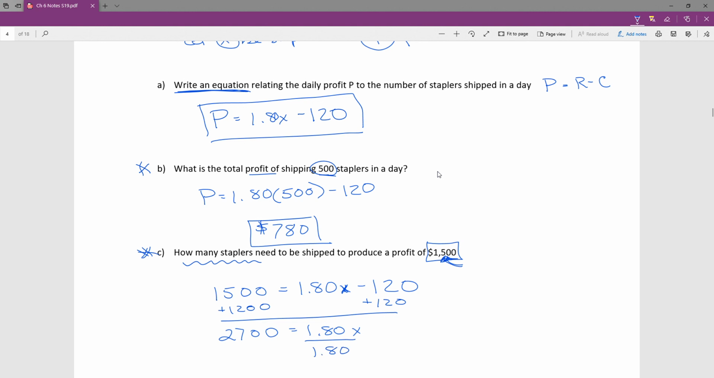Divide both sides by 1.8. This time I left the variable on the right-hand side. I feel like we're probably getting flexible enough in that. It gives me that x equals 900. So that's 900 staplers you have to somehow sell to somebody to make your debt here, to make your $1,500. That is a lot of staplers.